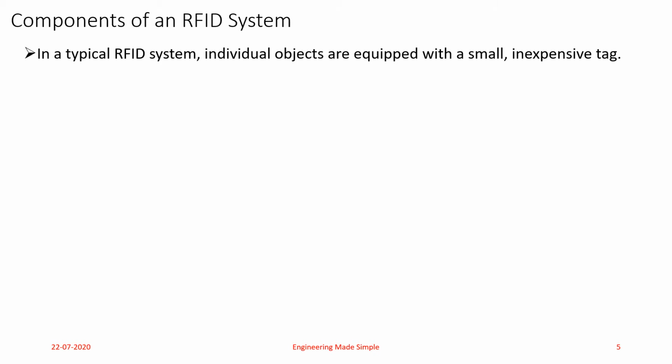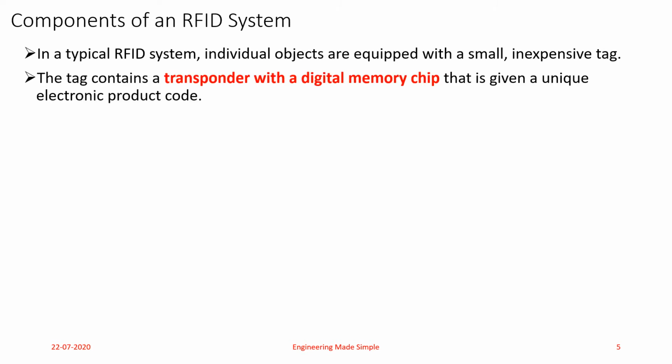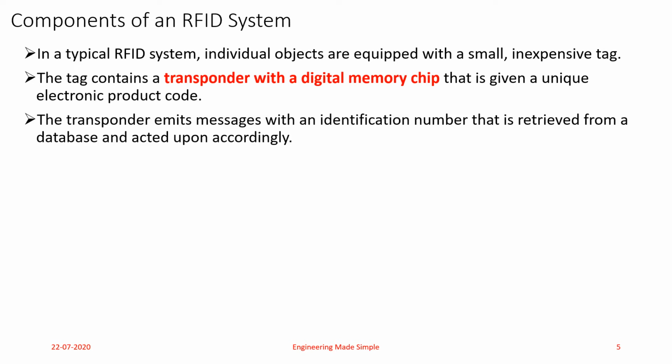Now, in a typical RFID system, individual objects are equipped with a small inexpensive tag. The tag contains a transponder with a digital memory chip that is given a unique electronic product code, which is used to identify that particular tag within a given RFID network. So that's the reason each tag in an RFID network is given a unique electronic product code, or sometimes it is called a serial number also.